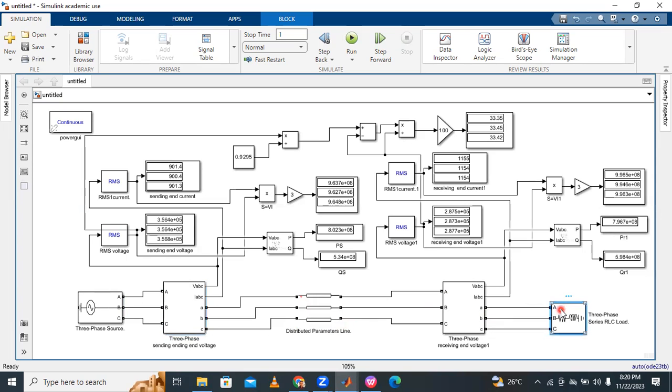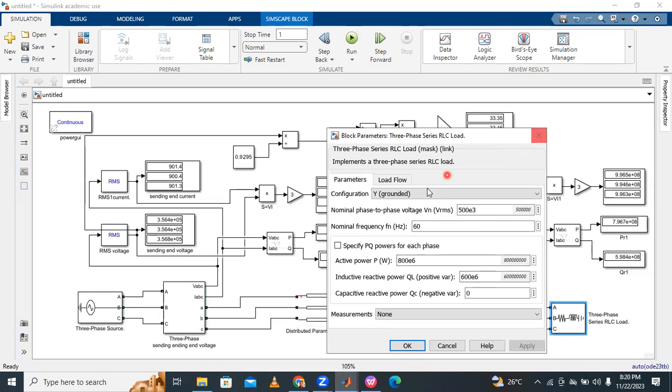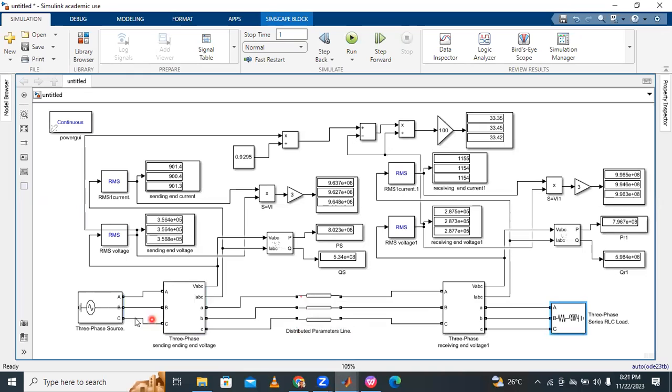And this is the three-phase series RLC load. The nominal phase-to-phase voltage is 500 kilovolts, the frequency is 60 Hz, the active power is 800 megawatts, the inductive reactive power is 600 megavolt ampere reactance, and the capacitive reactive power is 0. So like this, the transmission line is designed: sending end side, receiving end side, and in between a long transmission line.